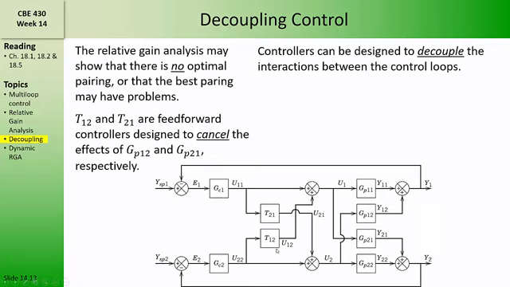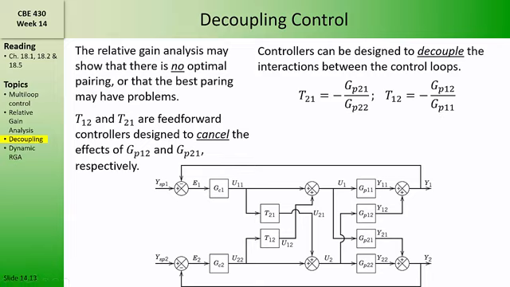How should these two feed-forward controllers be designed? They should be designed so as to eliminate the undesired effects of the manipulated variables U1 and U2 on controlled variables Y2 and Y1. T21 then should be designed as minus GP21 divided by GP22, and T12 should be designed as minus GP12 over GP11.